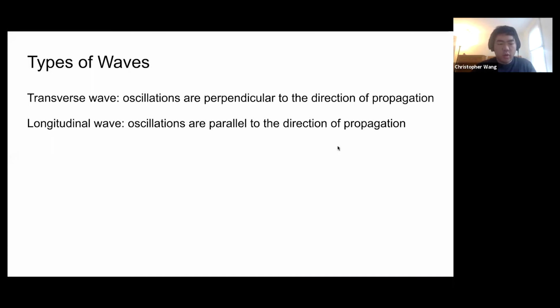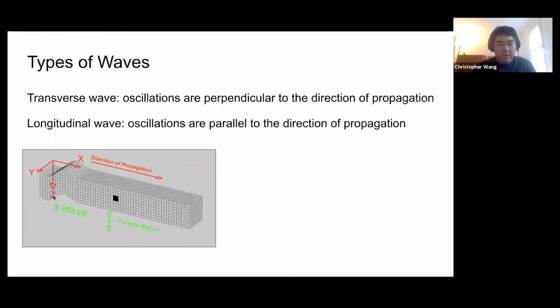So if we go back to the earthquake example, if we look at S waves, these have the oscillations going up and down on the z-axis, whereas the direction of propagation is down the x-axis. So this is an example of a transverse wave because the oscillations up and down are perpendicular to the direction of propagation, which is this way.